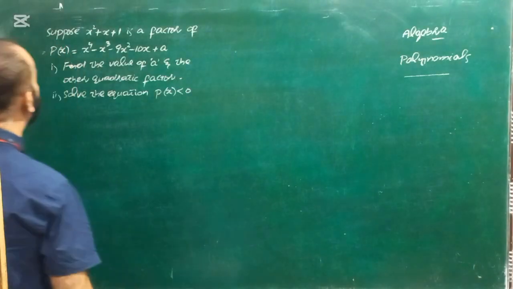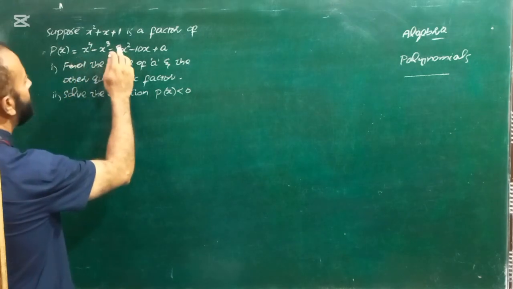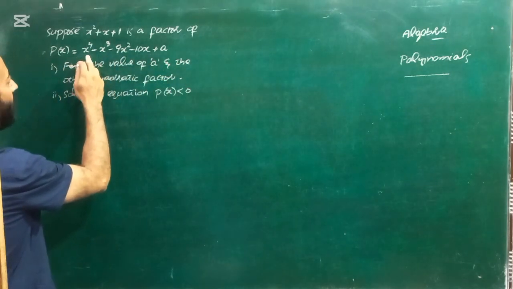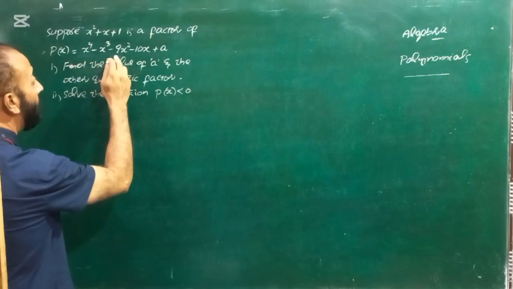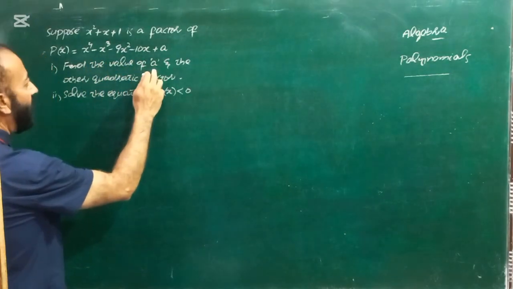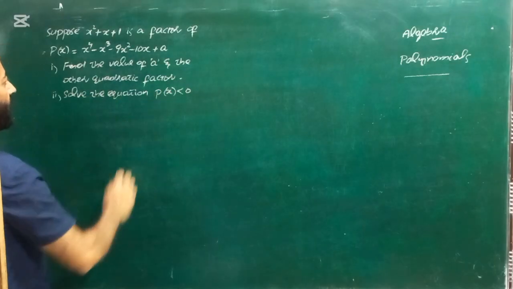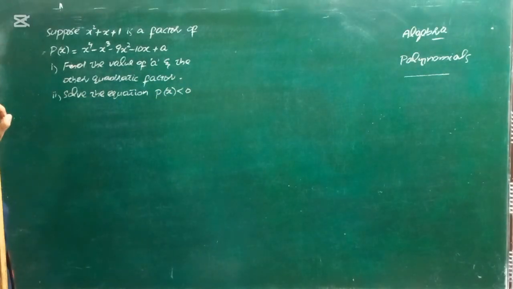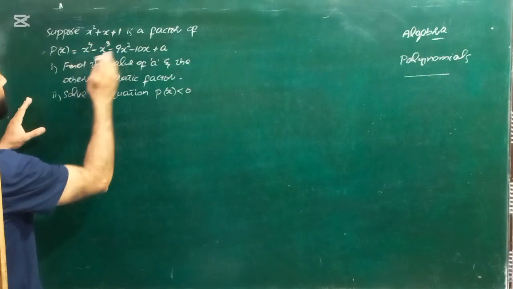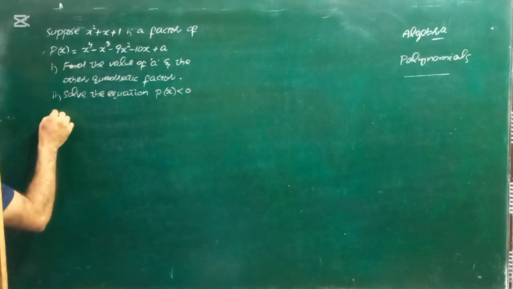Here is another question. Suppose x square plus x plus 1 is a factor of p of x is equal to x4 minus x cube minus 9x square minus 10x plus a. Find the value of a and the other quadratic factor. Okay, look now. So suppose this is a factor of this. So the solution is here.